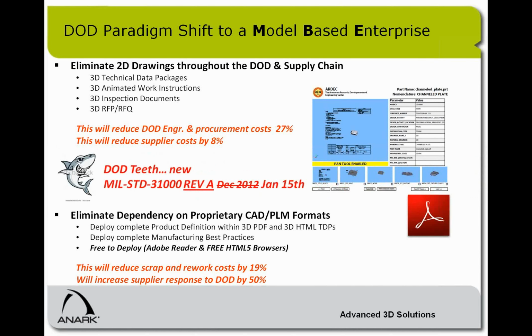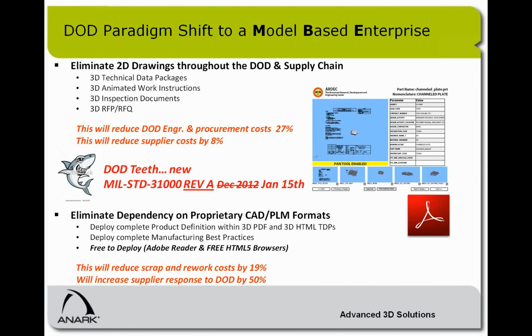So all of this, again, culminates in a new military standard, which sometimes aren't very interesting, but in this case, MIL Standard 31000 Rev A is very interesting because in that standard, it describes all of those things that are required of a supplier to move into a 3D technical data package. And again, 3D technical data packages are the replacement for all the old 2D technical data packages that the government used to require from their suppliers and from their prime contractors. And that's very exciting indeed.